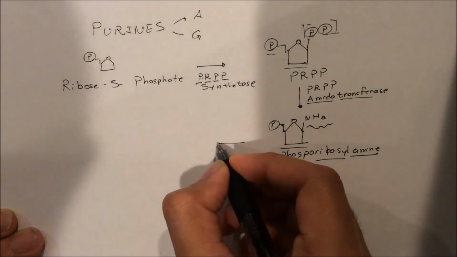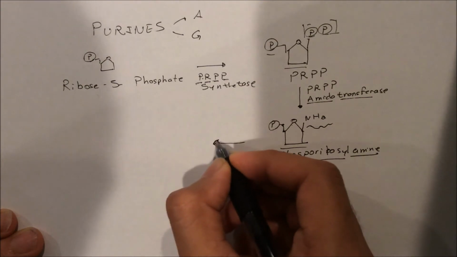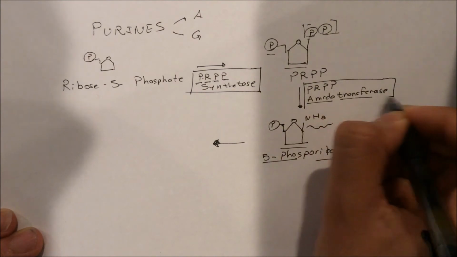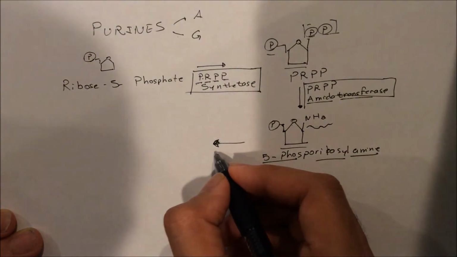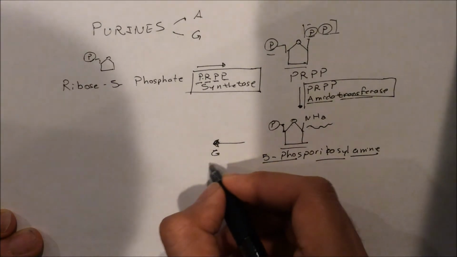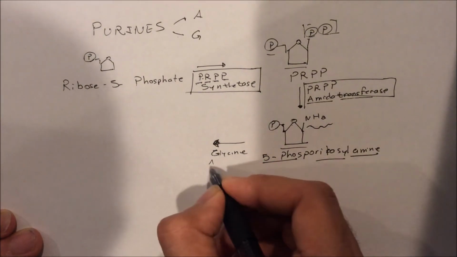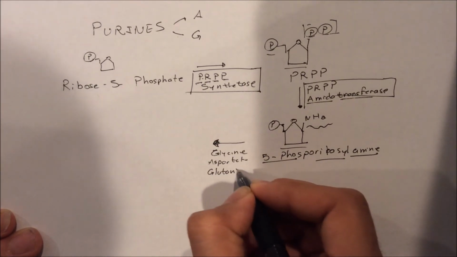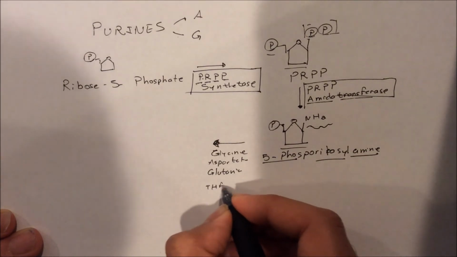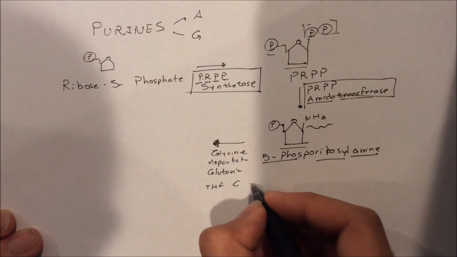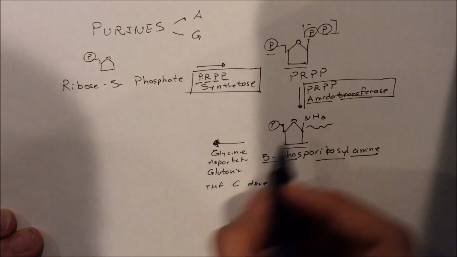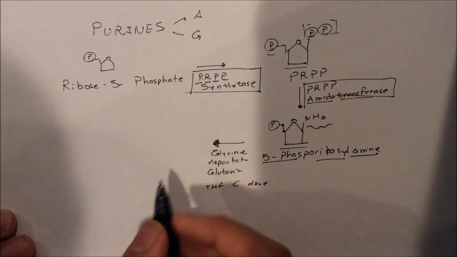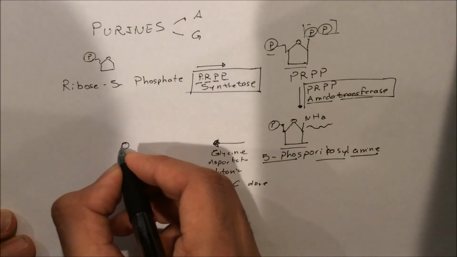Next, the other steps aren't that important, but it's important to know just a couple things. These enzymes are most important, this PRPP synthase and this PRPP amidotransferase. What happens now is that it's going to interact with glycine, aspartate, glutamine. It's also going to get THF, which is going to be a carbon donor. But that's not really that important. All you have to know is that it will turn into what's called inosine monophosphate. So it'll look something like this.